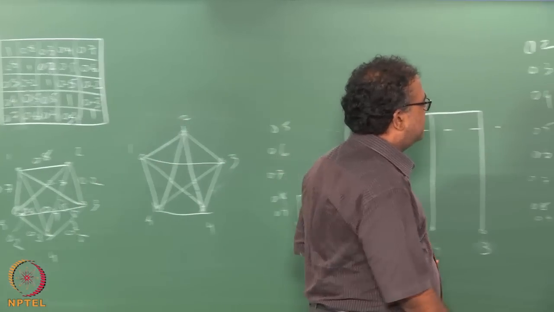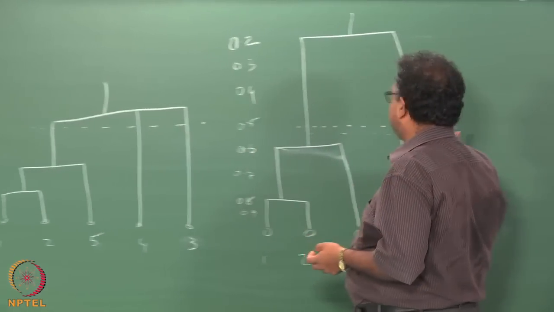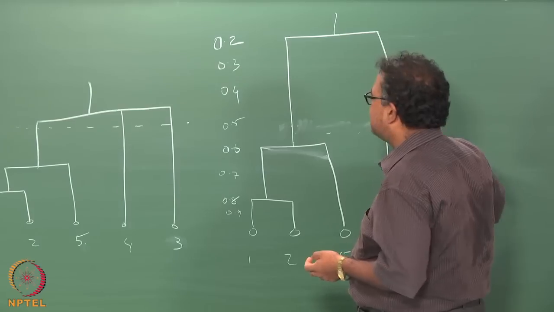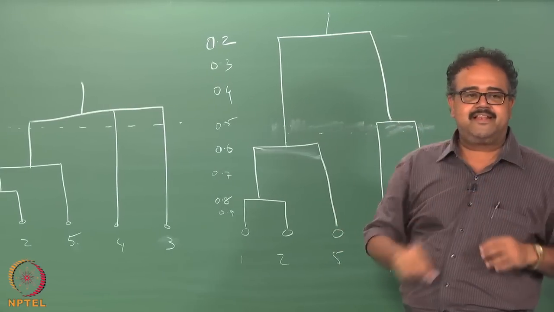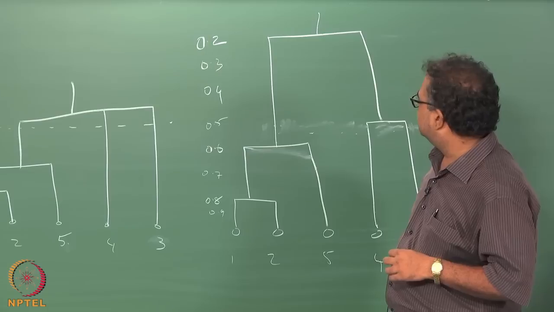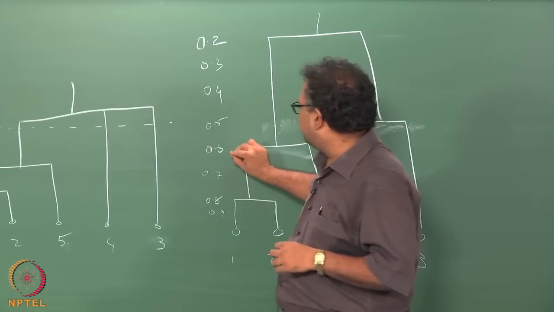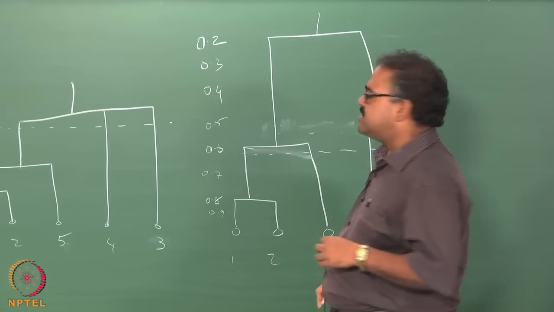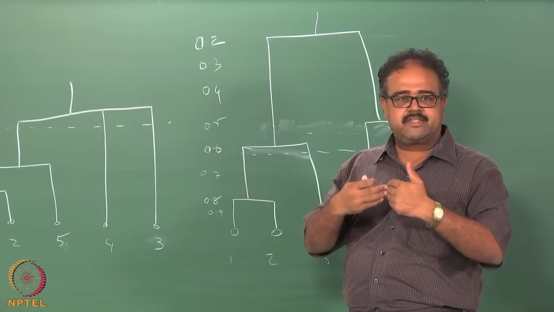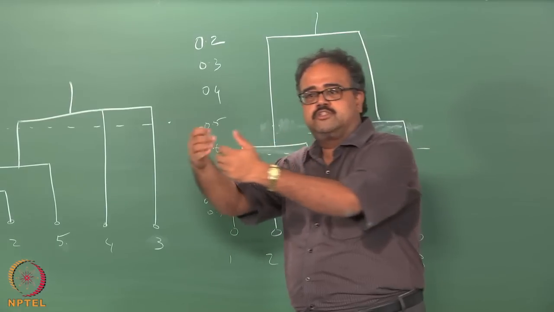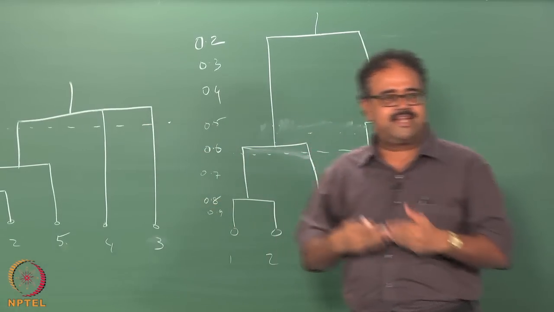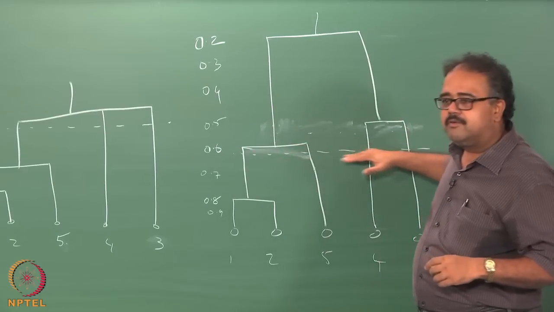I said at least 0.5, so okay, 0.5 is a bad idea. Let's take 0.6. I want at least 0.6, so I'll cut it off here, just below 0.6. At least 0.6 means I want it to be at least 0.600001. I don't want it to be exactly 0.6, I want it to be slightly more than 0.6, so I cut it just below the 0.6 level here.